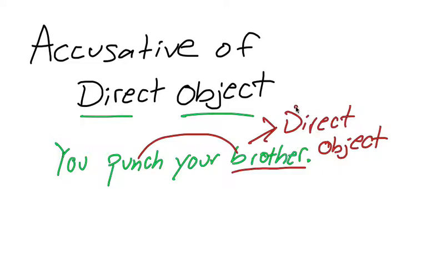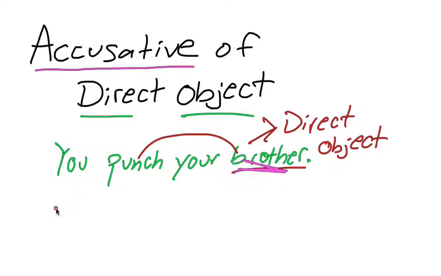Well, what this means in Latin, which of course is an inflected language, is that the direct object is going to be in the accusative case. Since we don't know the Latin word for brother, it's frater, but since we haven't learned it yet, we're going to avoid using brother. So we'll use another example of a direct object.